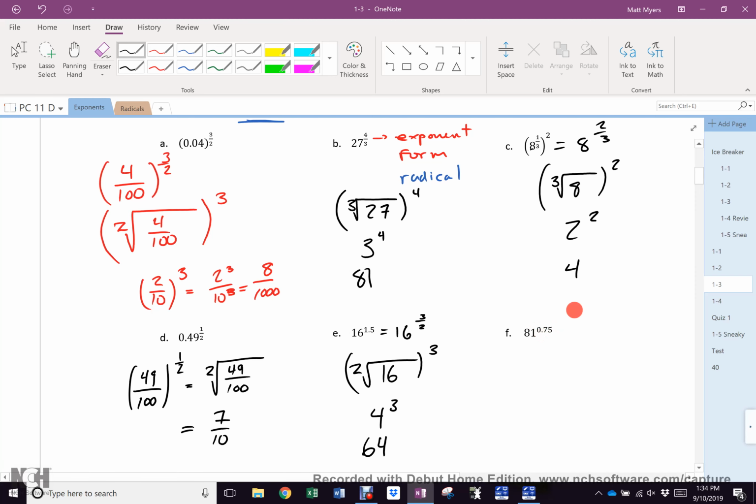Okay. What should your first step have been? 81 to the 3/4. Then what? Fourth root of 81 cubed. Mr. Myers, I can't do that on my... Yeah, you can. We just did it right here. 3 to the 4th is 81. So what's the fourth root of 81? 3 cubed, which is 27.